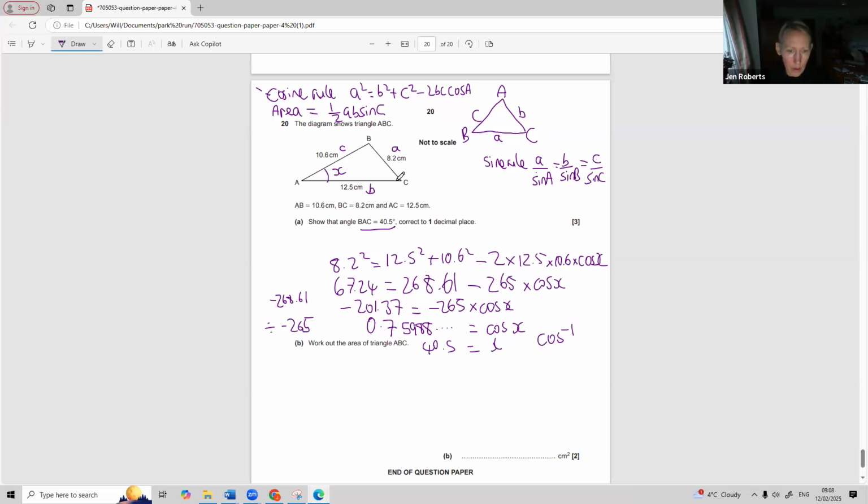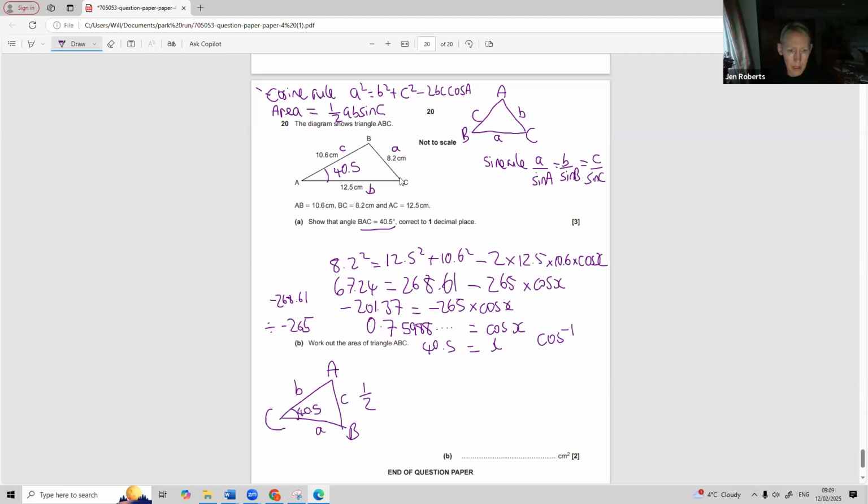Okay, work out the area of triangle ABC. So now, even if you couldn't get that first part, because they've given you this angle here, you could have actually got your part B. So area of a triangle equals half ab sine C. I'm going to redraw it and just relabel it. This is my big C here, that's my little c. I'm going to call this big A, big B, little b. Because you want half ab sine C, C needs to be your angle.